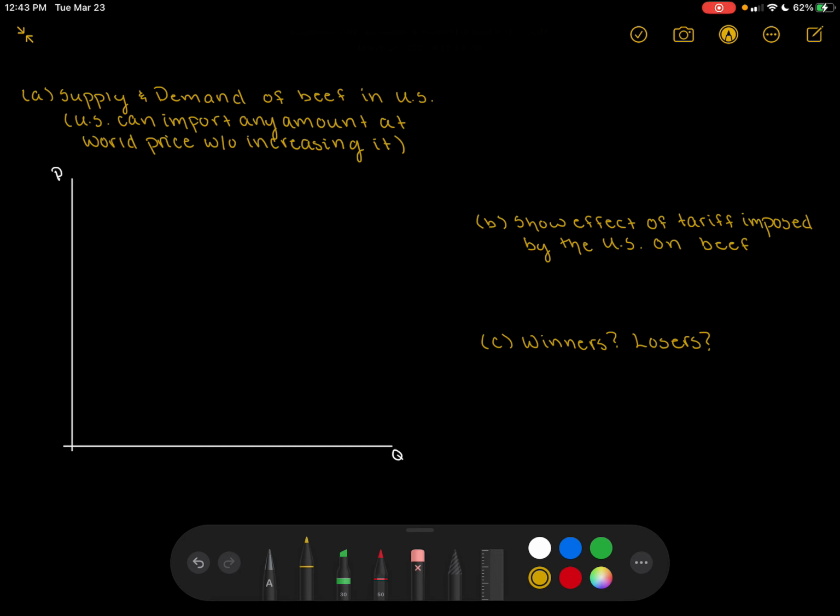So let's start with part A just by giving ourselves a supply and demand curve. So let's suppose supply looks something like this. We know supply is always going to be upward sloping and demand is always going to be downward sloping. So we can assume that our supply and demand curves look something like this, and let's give ourselves a world price which sits maybe somewhere in here. So this is our world price at price 0, suppose.